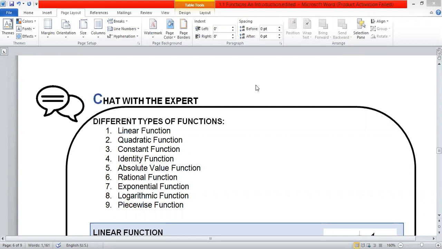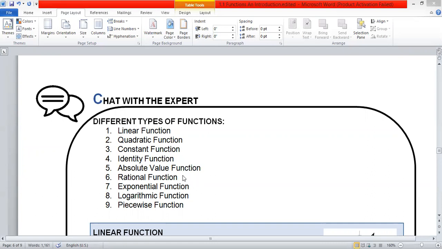Let's continue with our discussion on lesson 1.1, functions, an introduction. This time, we are going to identify different types of functions. We have 9: linear, quadratic, constant, identity, absolute value, rational function, exponential function, logarithmic function, and piecewise function.